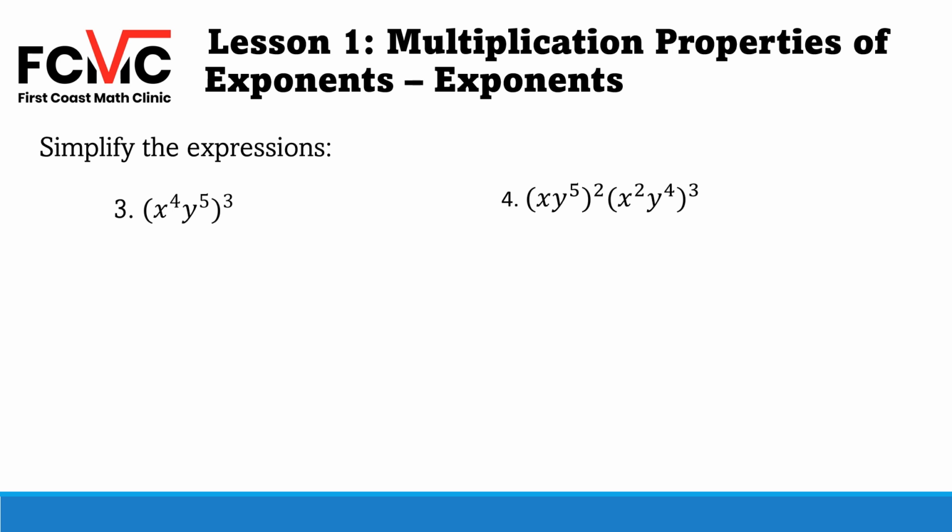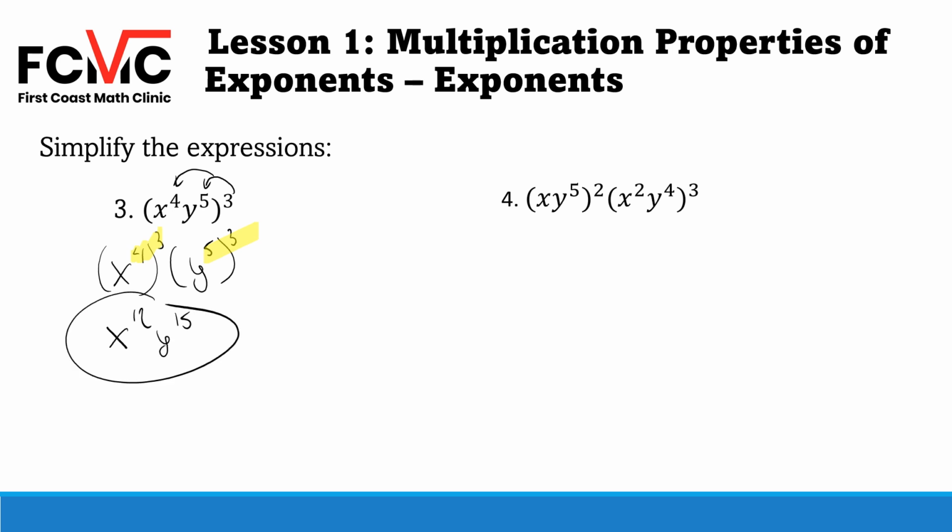For numbers 3 and 4, we have to use a combination of our product to power and power to power rules and some of our product rules as well. So for number 3, we've got x to the fourth times y to the fifth, all to the third power. We can start by distributing that exponent of 3 inside the parentheses. So I'm going to have x to the fourth to the third, y to the fifth to the third, using each one of these terms to the third power. Now my power to a power property, I know that if I have a power to a power, I can multiply these powers together. So this is going to be x to the 12th, y to the 15th, and that's my simplified expression.